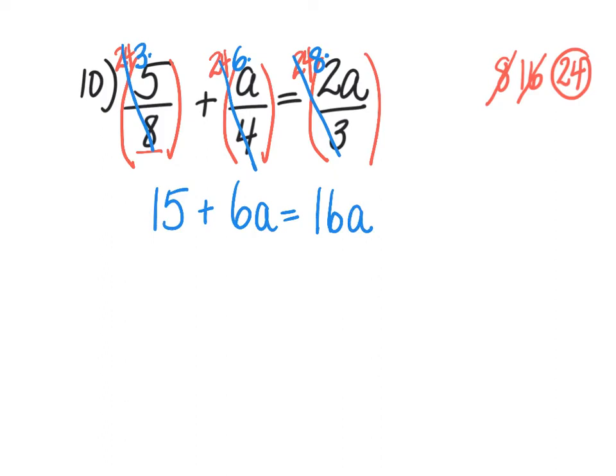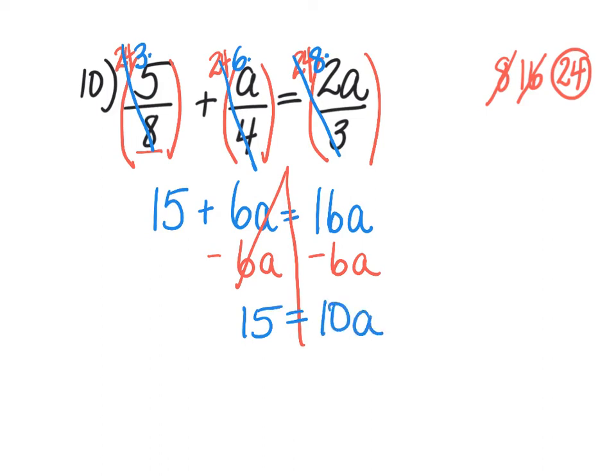So once again, I need to get my variable terms together on the same side of the equation. So I need to move that 6A over to the right side. So I'm going to subtract 6A. And that leaves me with 15 is equal to 10A. Last step is to divide by my coefficient, which is 10.